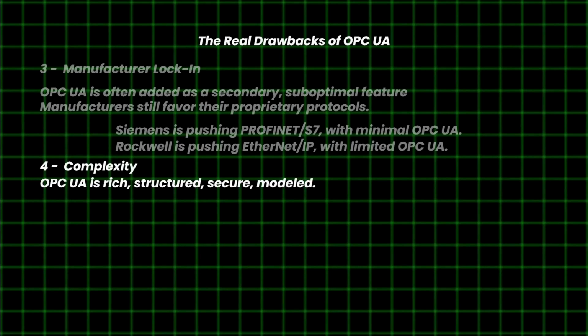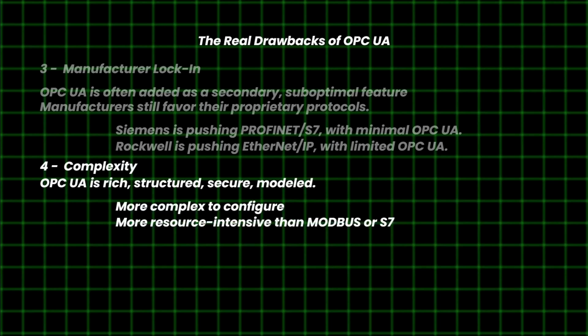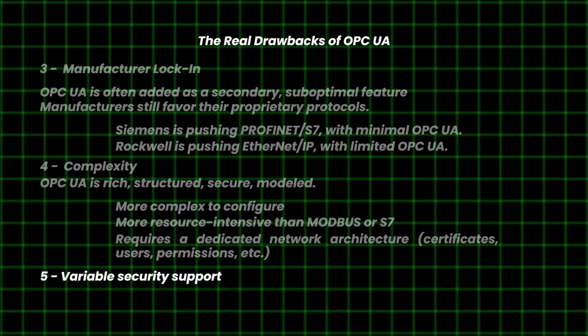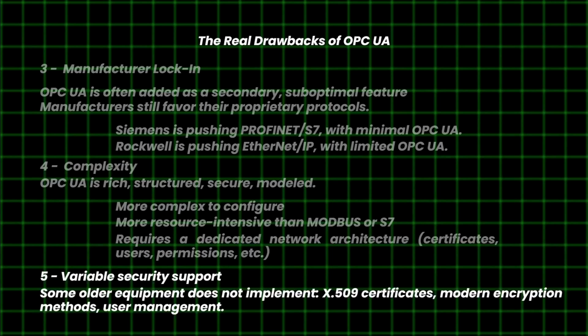Complexity. OPC UA is rich, structured, secure, modeled. More complex to configure, more resource intensive than Modbus or S7. It requires a dedicated network architecture, certificates, user permissions, variable security support. Some older equipment does not implement the X509 certificates, modern encryption methods, and user management.